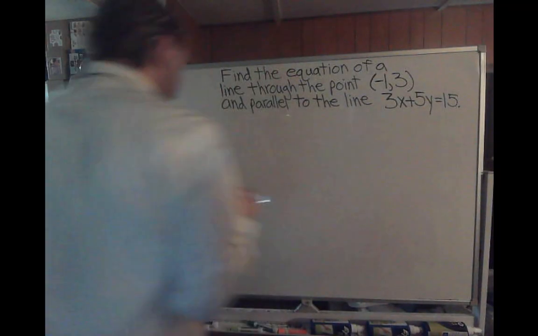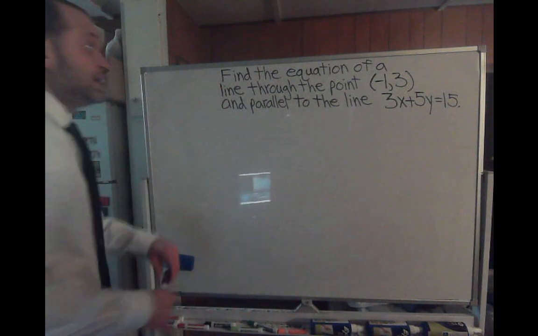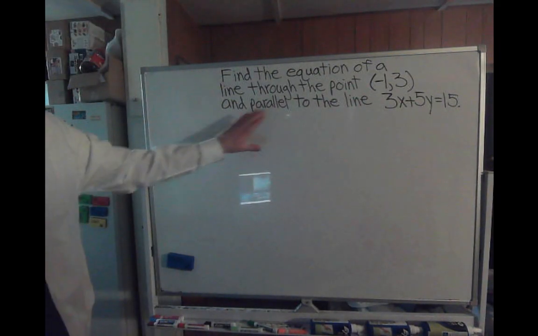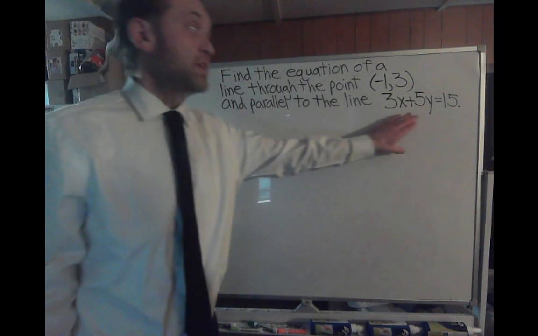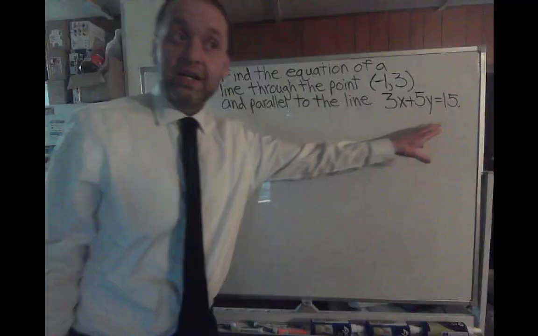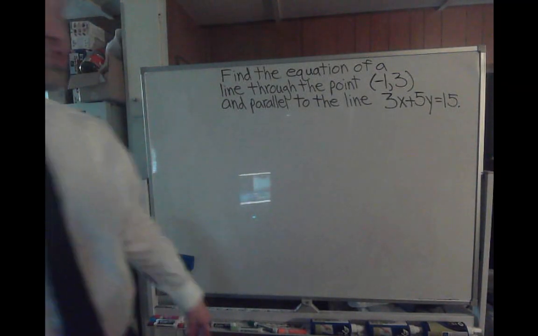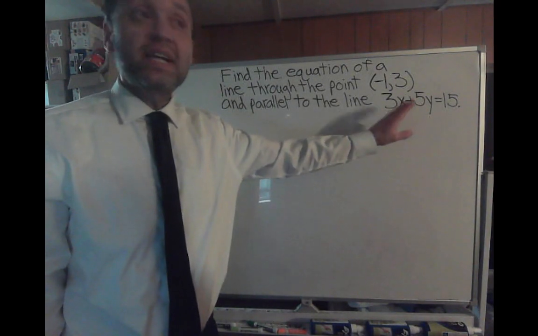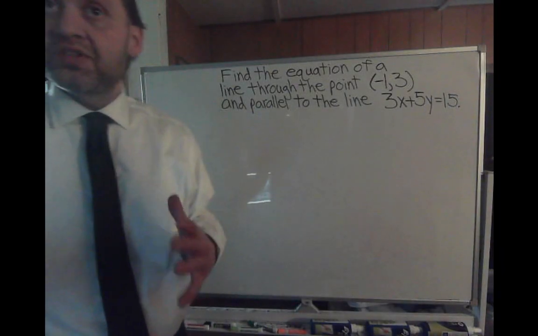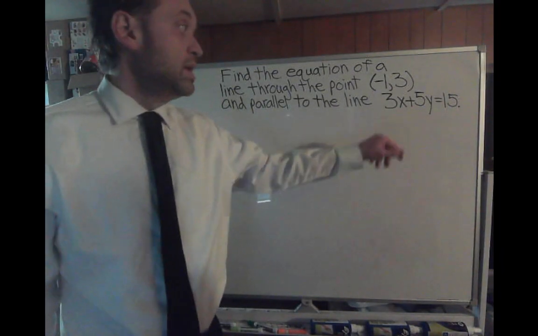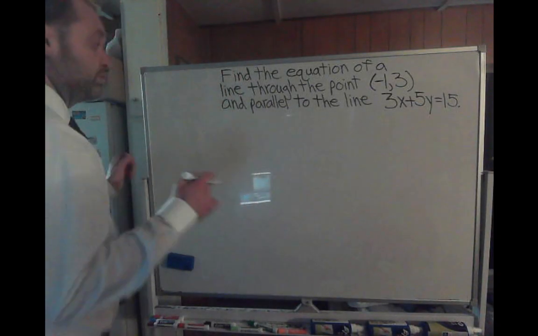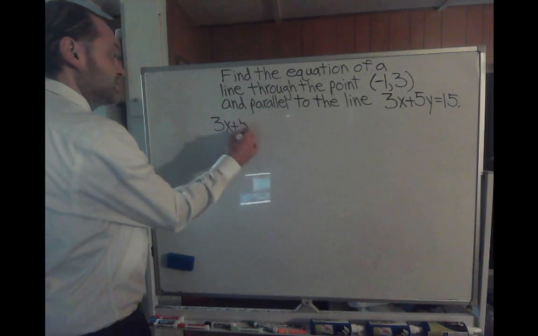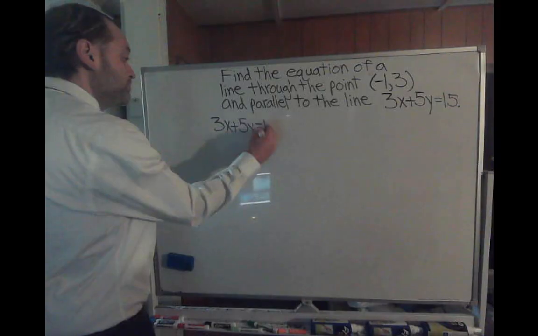So, this time we are being asked to find the equation of a line through the point negative 1, 3 and parallel to the line 3x plus 5y equals 15. They actually gave us the equation of the first line in standard form instead of slope-intercept form. So we have 3x plus 5y equals 15. Why don't we go ahead and work on converting that to slope-intercept form, all right?